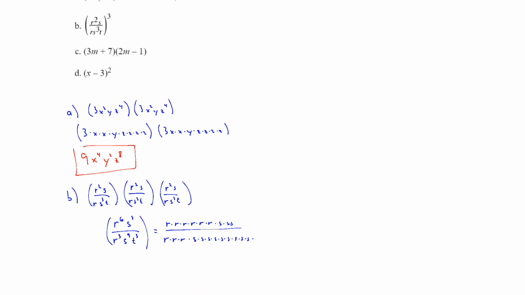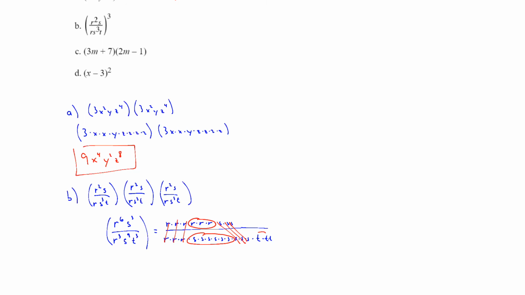I think that's 9. 3 t's. So with division, factors cancel. Everything's being multiplied. So we can cancel 1, 2, 3 r's. But that leaves us with 3 in the numerator. And then on the s's, we can cancel 1, 2, 3. That leaves 6 s's in the denominator.